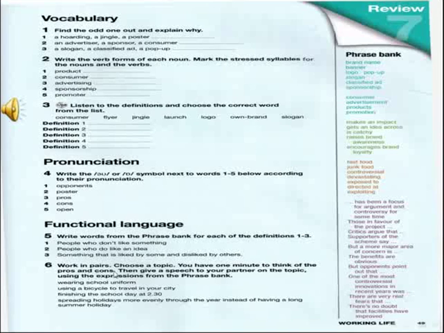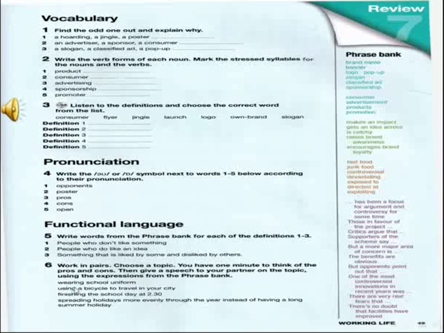Exercise 6. Work in pairs. Choose a topic. You have 1 minute to think of the pros and cons for a topic. Then give a speech to your partner on the topic using these expressions. So think of a topic that you should write about. This is a homework. I want you to write a paragraph about one of these topics. You read it, you check it, then read it again, record yourself reading it and send it to me on Google Classroom. It's a homework.